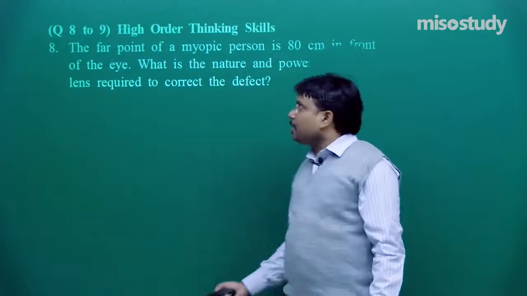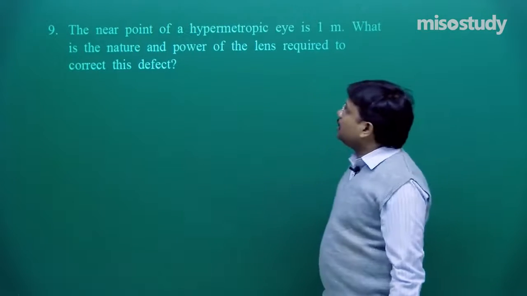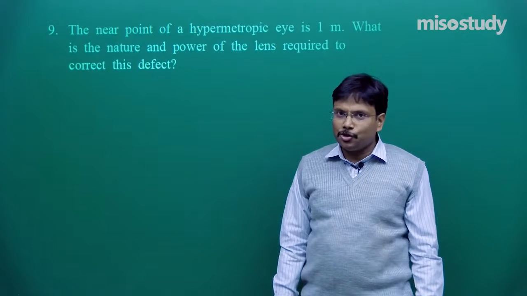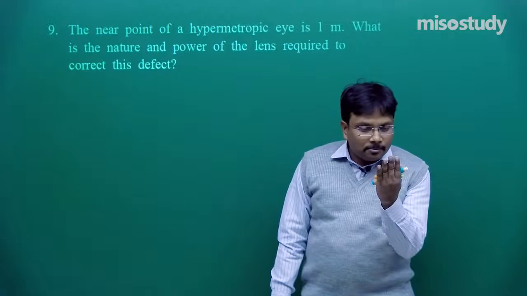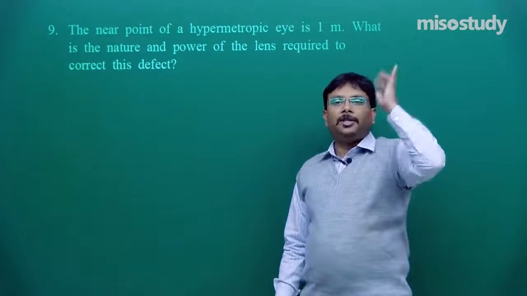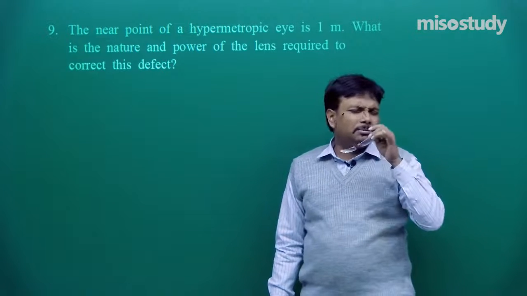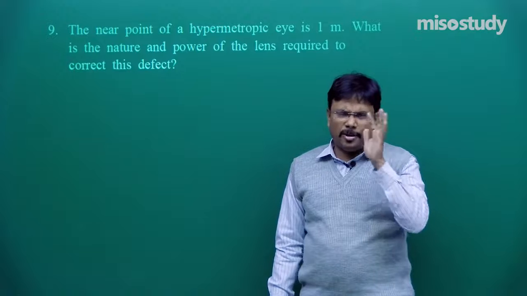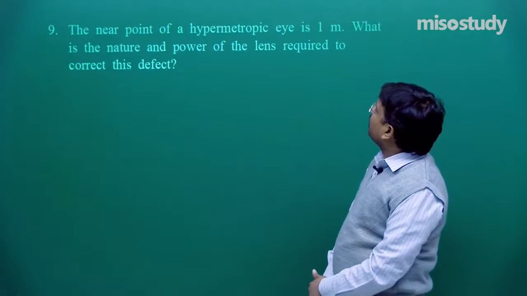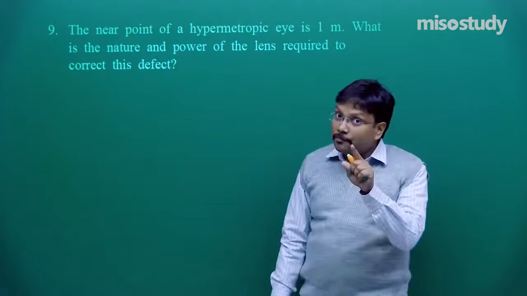Then it is question number 9, which is in the same category of high order thinking. The near point of a hypermetropic eye, I am sure you are aware, is such that anything situated close to my eyes is difficult for me to read, but far away is fine. I am suffering with myopia, hypermetropia and presbyopia, so many difficulties from a very early age. So, the near point of the hypermetropic eye is 1 meter. First you have to convert it into centimeters.